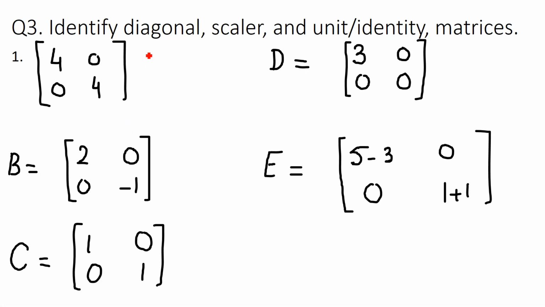Identify diagonal, scalar, unit, identity matrices. So again, scalar means diagonal entries should be same, and there should be some number, not zero. So see, starting from here, the diagonal entries are same, so this is the scalar. But it should not be 1. If it is 1, it is called the identity matrix. So 2, 3, 4, whatever.